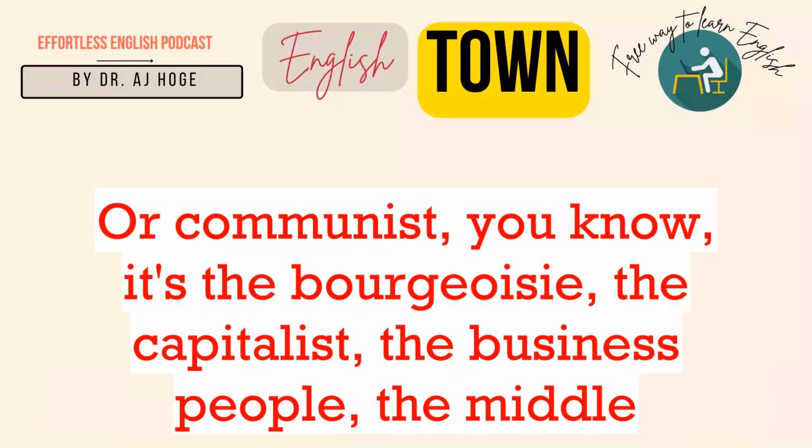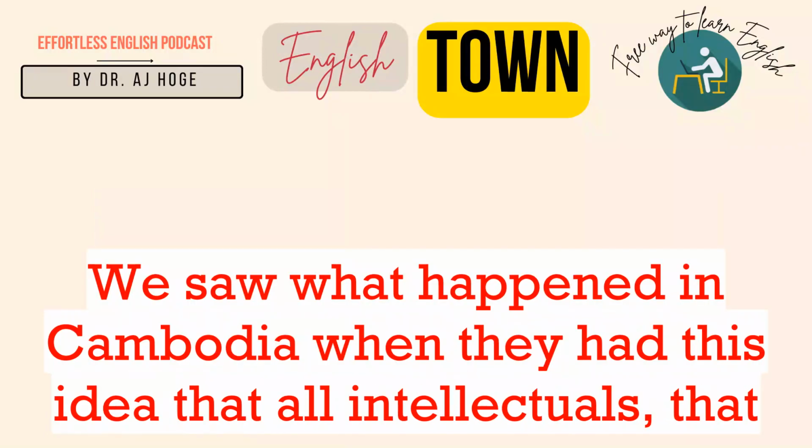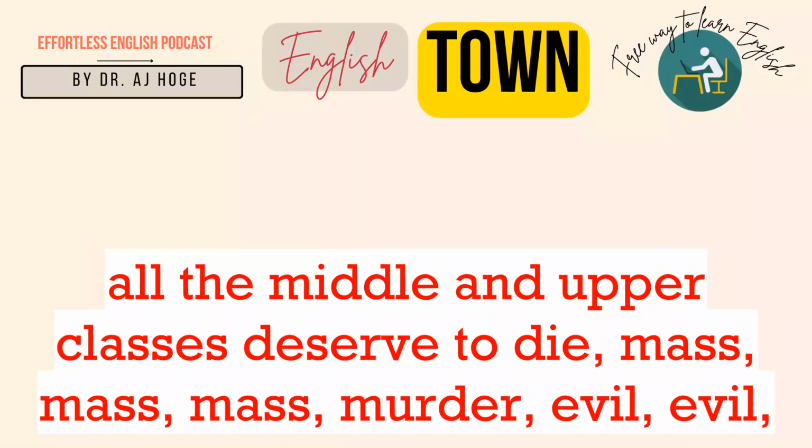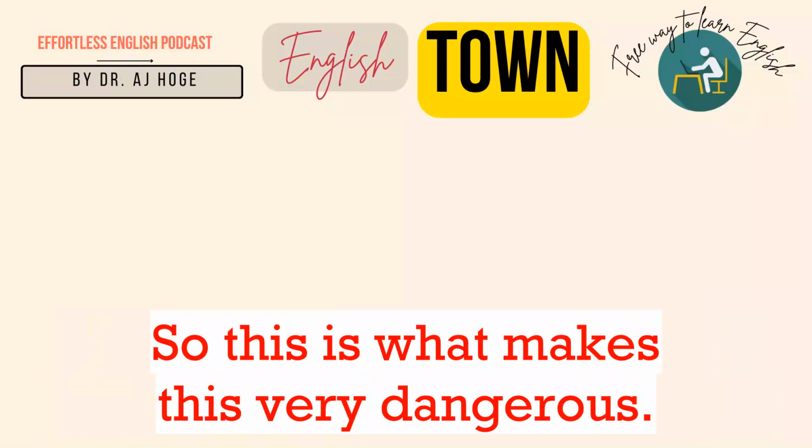Or communists, it's the bourgeoisie, the capitalists, the business people, the middle class. They all deserve to die. We saw what happened in Cambodia when they had this idea that all intellectuals, that all the middle and upper classes deserve to die. Mass murder. Evil far beyond anything we'd seen before in history. So horrible. So this is what makes this very dangerous.